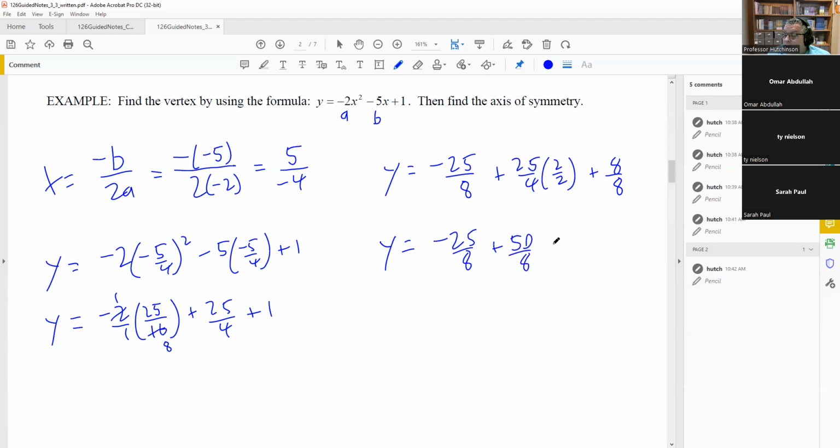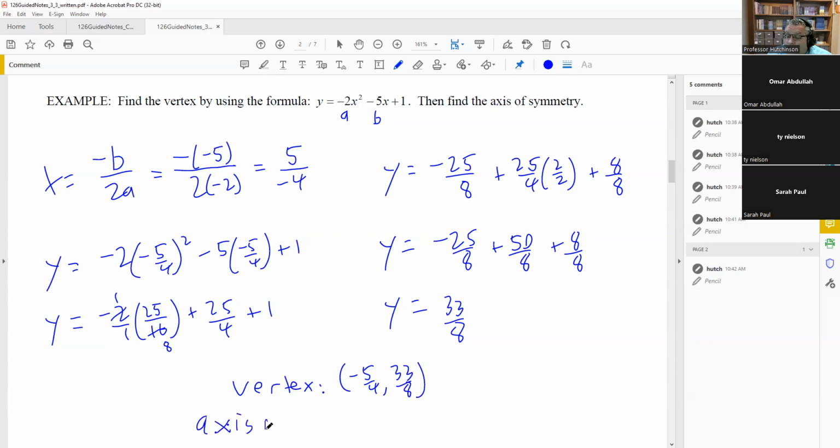So I can now just add that all together. Okay, so I have 50 minus 25 is 25. 25 plus 8 is 33. So we're going to get 33/8 like that. So the vertex is going to be -5/4 and 33/8. Now it also asks you for the axis of symmetry.